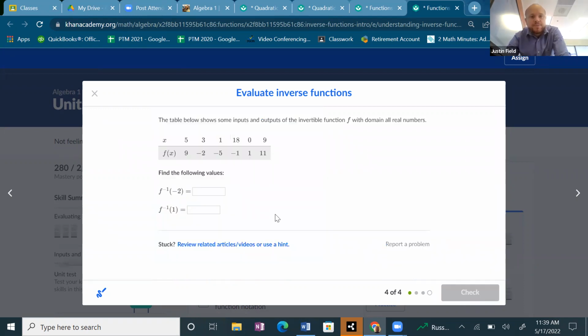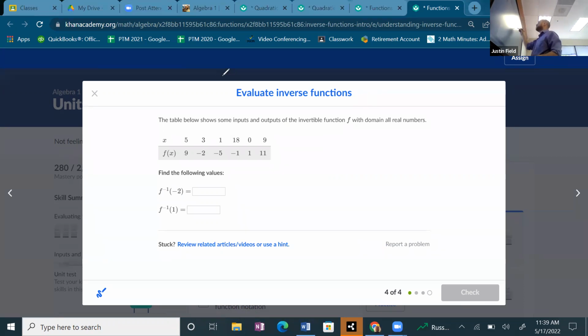Okay. All right. Let's do this. The table below shows some inputs and outputs of the invertible function f with the domain of all real numbers. Find f inverse of -2 and f inverse of -1. So what are we going to do? We are going to make the f inverse table.